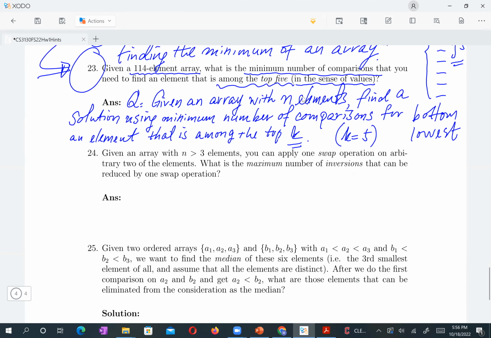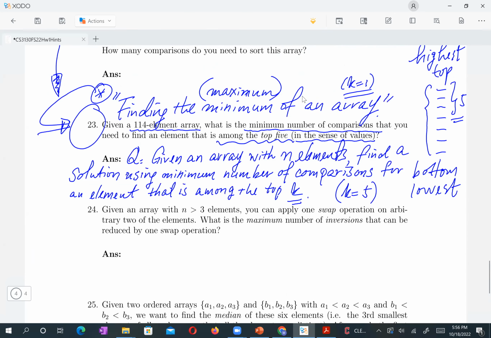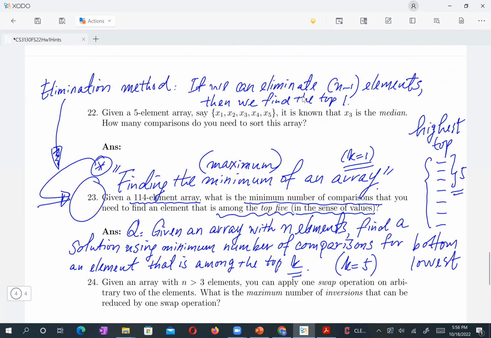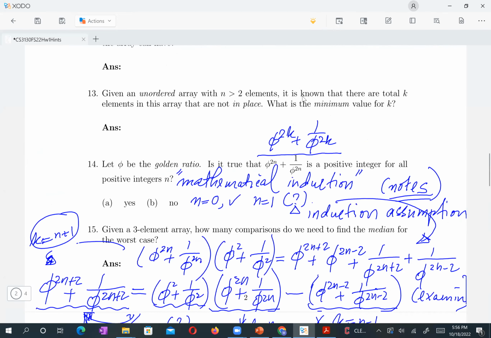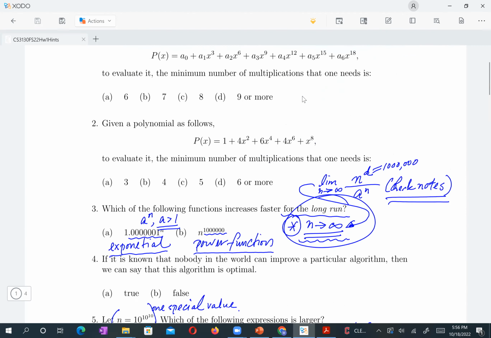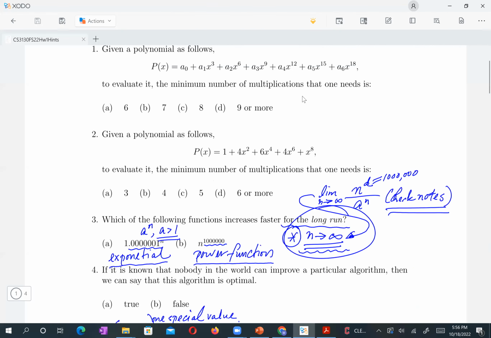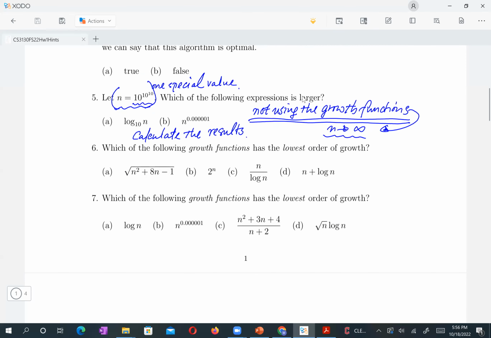I can post this file. I wrote a lot of handwriting on this PDF, so when I save it, if you need, I can post it. You can use this hint file to study. All right, I will stop right here and start our new lecture.